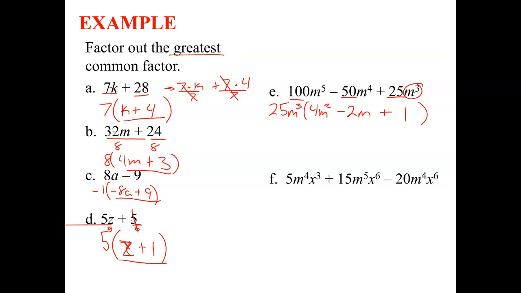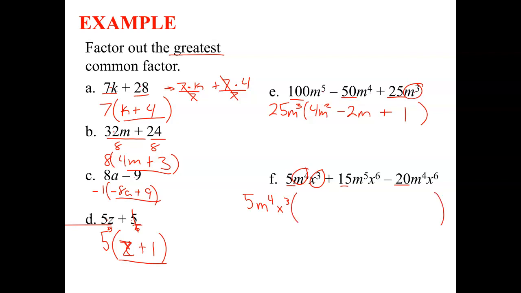GCF for F. Look at the numerical part. What's the numerical GCF? There you go. Lowest exponent on m is 4. Lowest exponent on x is 3. So my GCF is 4m. I'm sorry, 5m to the 4th, x to the 3rd.